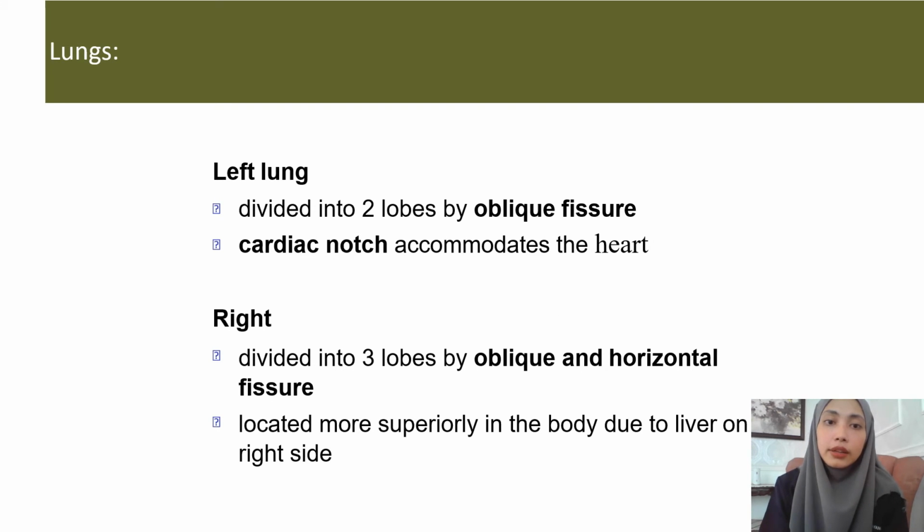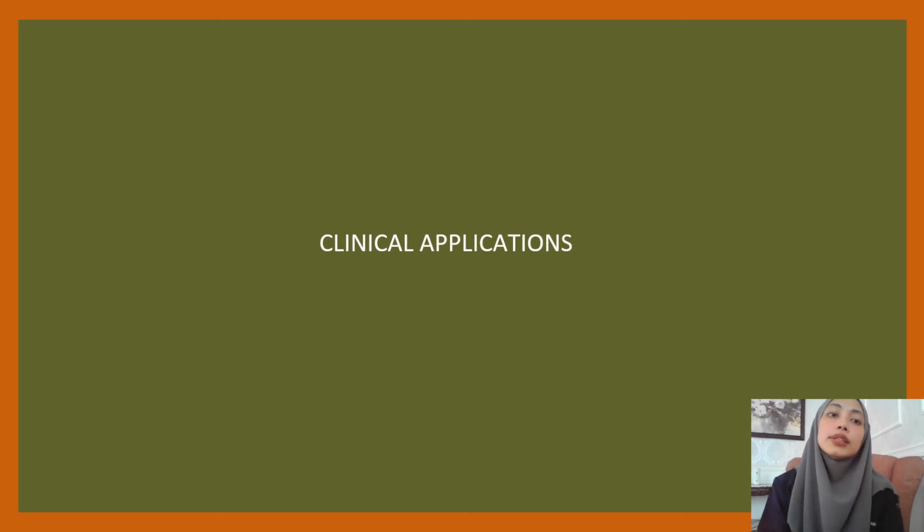So the left lung is divided into two lobes by the oblique fissure. It has a cardiac notch lah, which accommodates the heart. And then the right lung is divided into three lobes by the oblique and horizontal fissures, located more superiorly in the body due to the liver on the right side. So the next slide will be the clinical application related to the anatomy of the respiratory system.